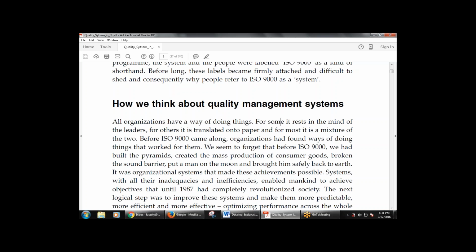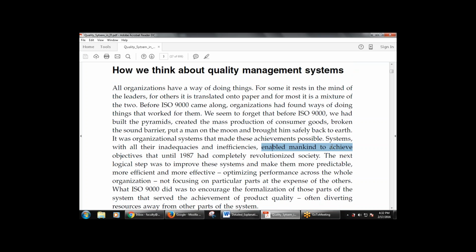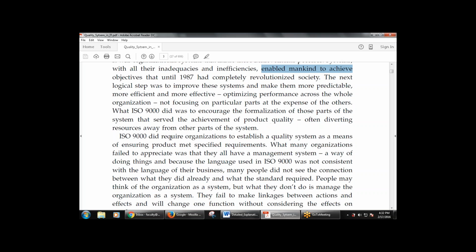consumer goods, whatever the consumer goods, whatever the barriers, that put a man on the moon and brought him safely back to the earth. And it was organizational systems that made these achievements possible. So what made this achievement possible is a quality management system. And systems, with all their inadequacies and inefficiencies, enabled mankind to achieve objectives that, until 1987, completely revolutionized the society. Then ISO 9000 did require the organization to establish a quality system as a means of ensuring product met specified requirements. So whatever the requirements of the product, they are met by the ISO 9000 standards.